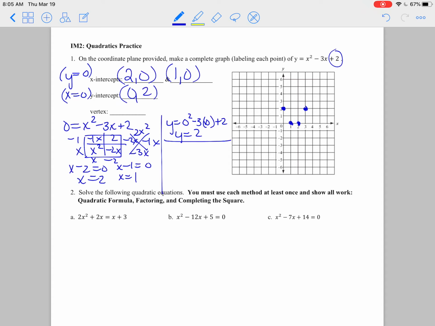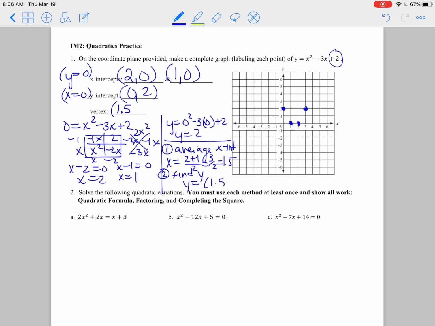The last thing we need to find is the vertex. So to do the vertex, the first thing is to average the x-intercepts. So that means x is equal to 2 plus 1 divided by 2. So that's 3 over 2, which is 1.5. Again, remembering that the vertex is in the middle between the x-intercepts. And now I'm going to put that 1.5 into the equation to find the y.